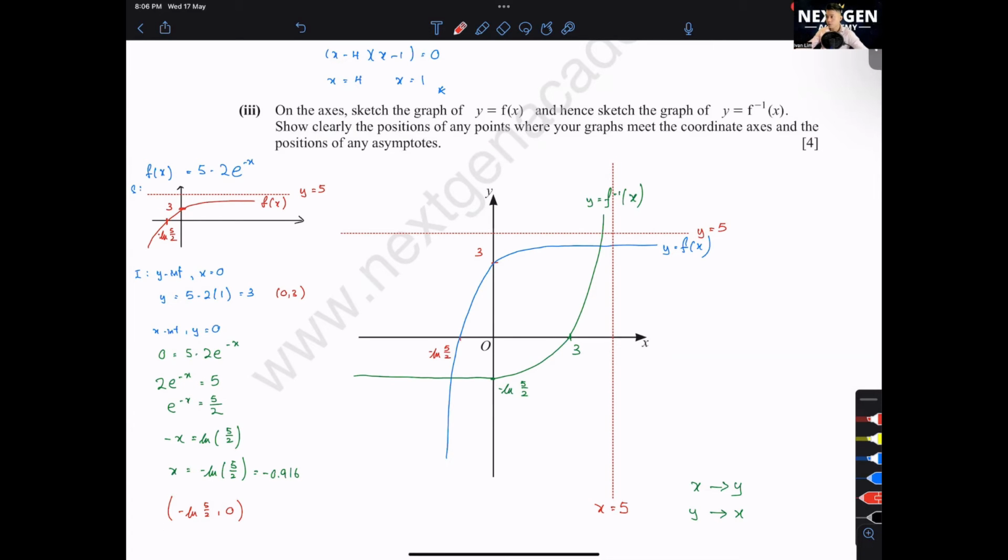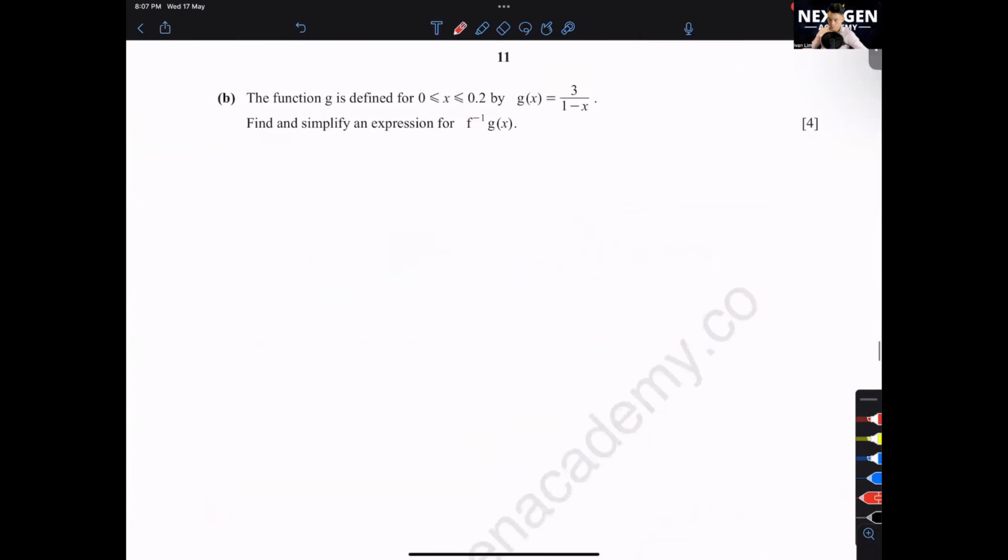Any question on how to draw this? So remember for exponential and ln, the main points that we want to find are the shape, intercepts and asymptote. All good. We will move on to question B.